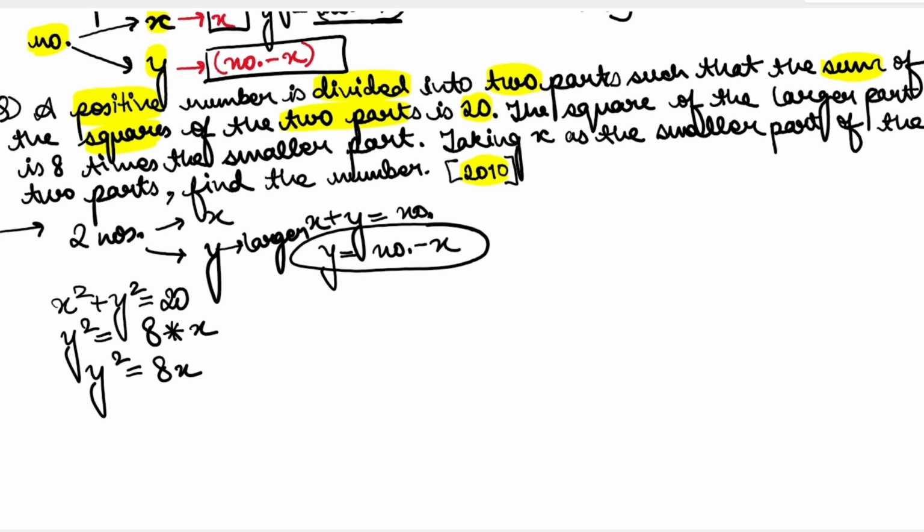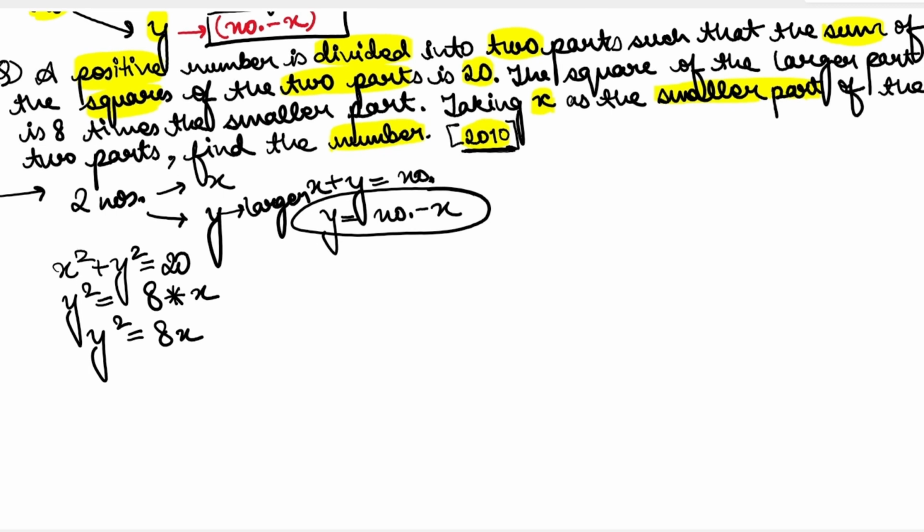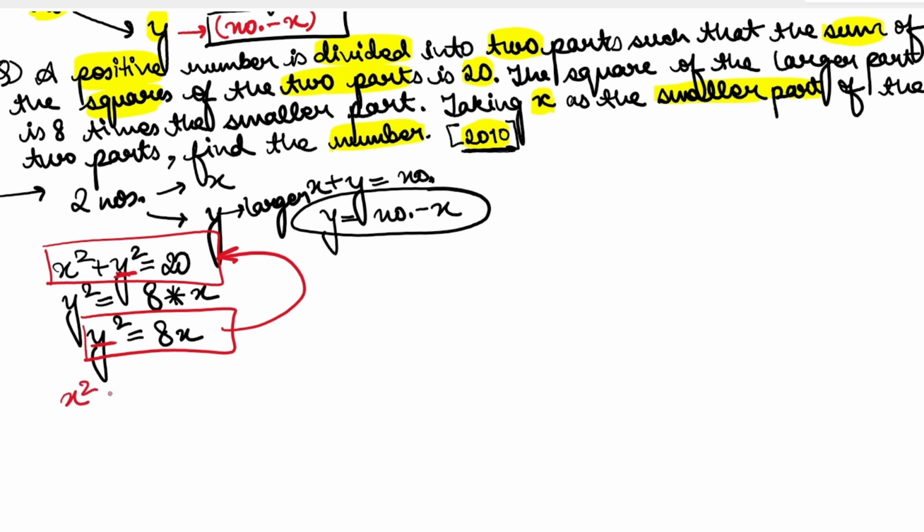So taking x as the smaller part, because the question tells us to take x as the smaller. Of the 2 parts, find the number. This has been one of your boards questions, 2010 boards question. Now the most important thing, what will we do? We are given this equation and this equation, and we see something common, that is y square. Can we substitute this value into this equation? Yes, you can substitute. So you get x square plus 8x is equal to 20.